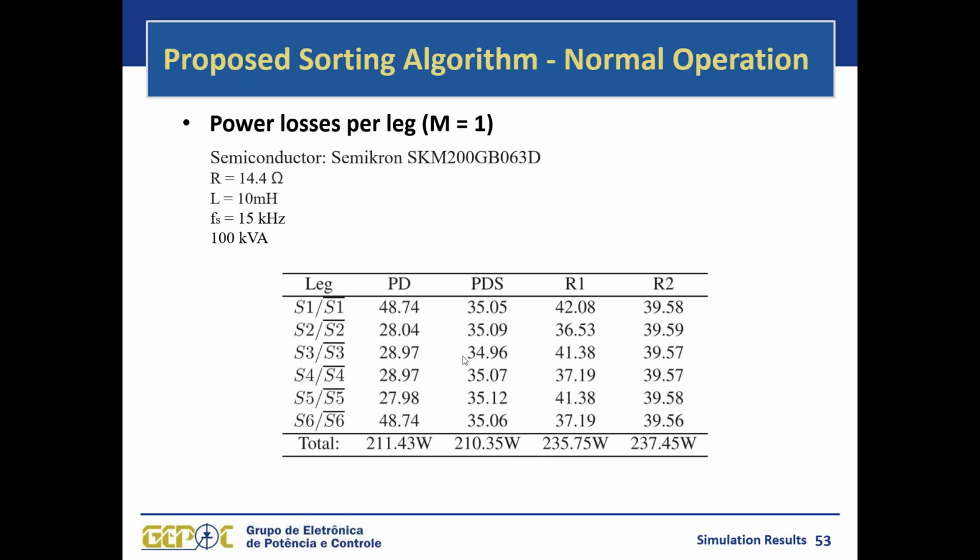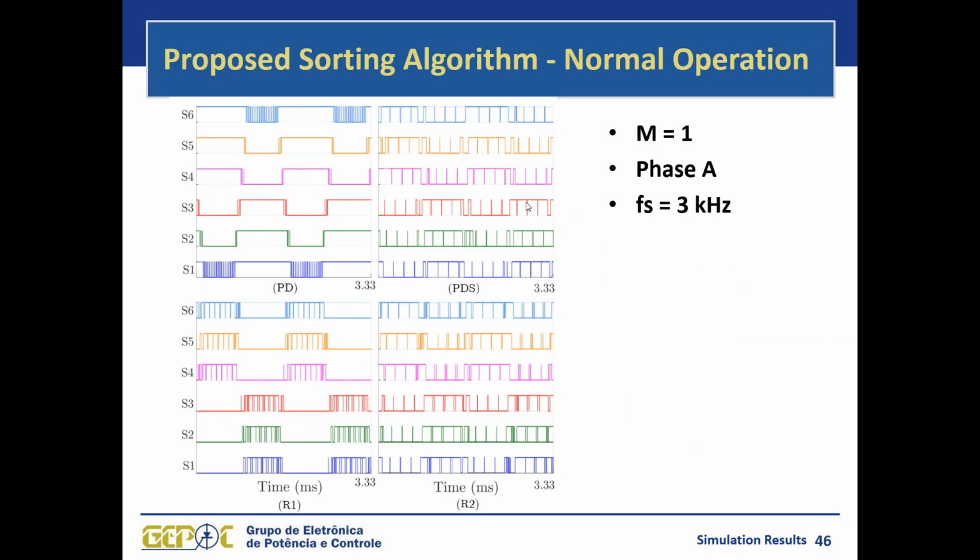But we can see that all the switches in the PDS, our strategy, have very similar losses. If we take a look at these other strategies, R1 and R2, they also have some distribution, as you can see here. For example, this is R2, but it switches more at some instances, and R1 distributes the pulses just on these intervals here, and you can see that on this other you don't have switching.